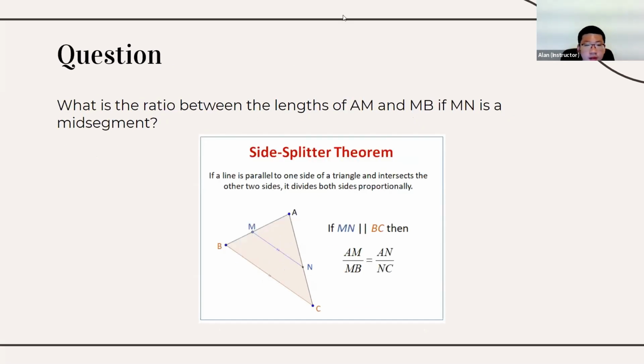So I'm going to give you guys a question. Since it's pretty easy, I'll give you guys 1 minute to do it. What is the ratio between the lengths of AM and MB if MN is a midsegment? We covered midsegments in the triangles chapter, so I hope you remember.